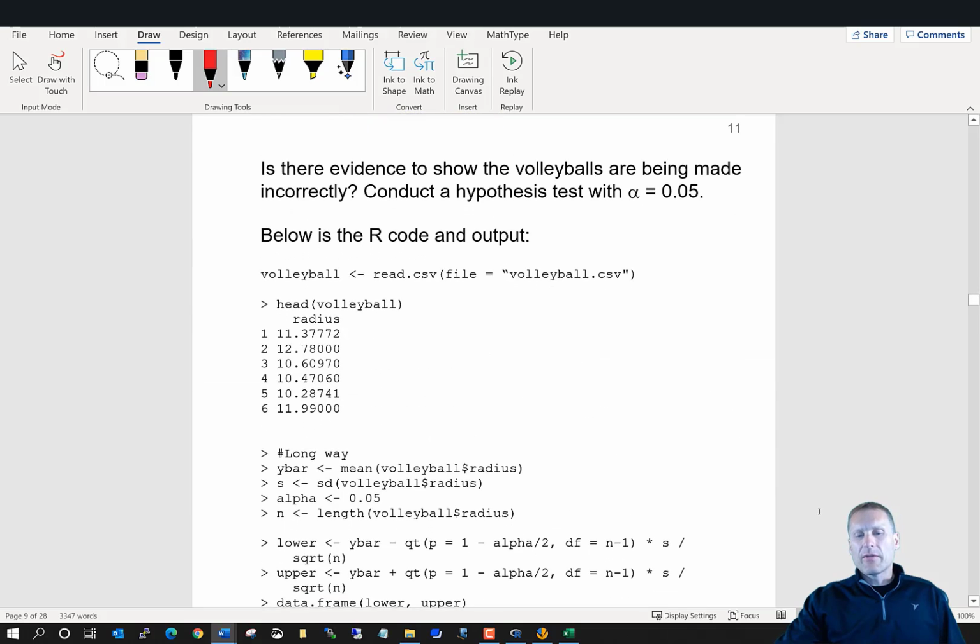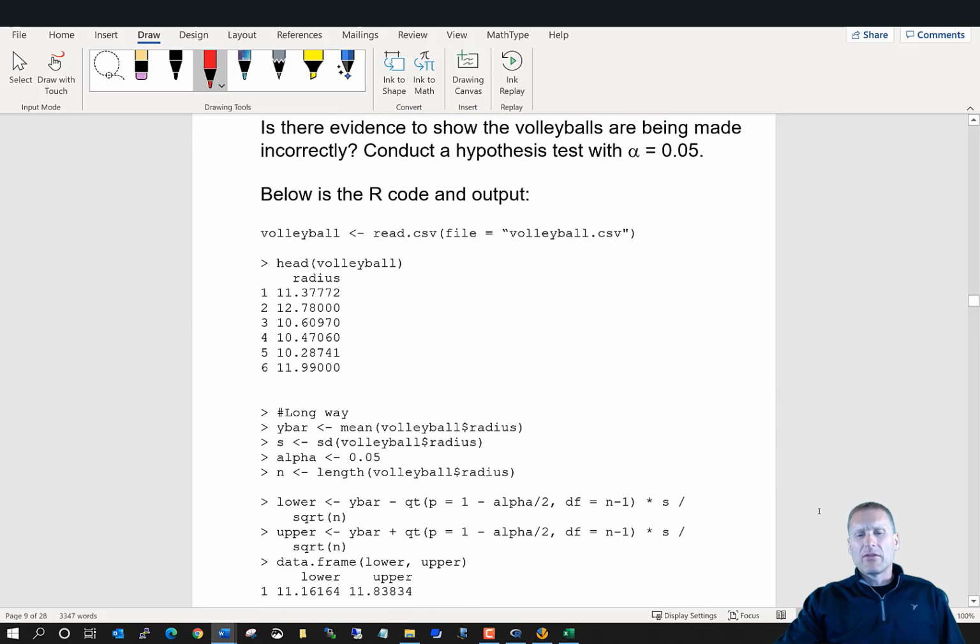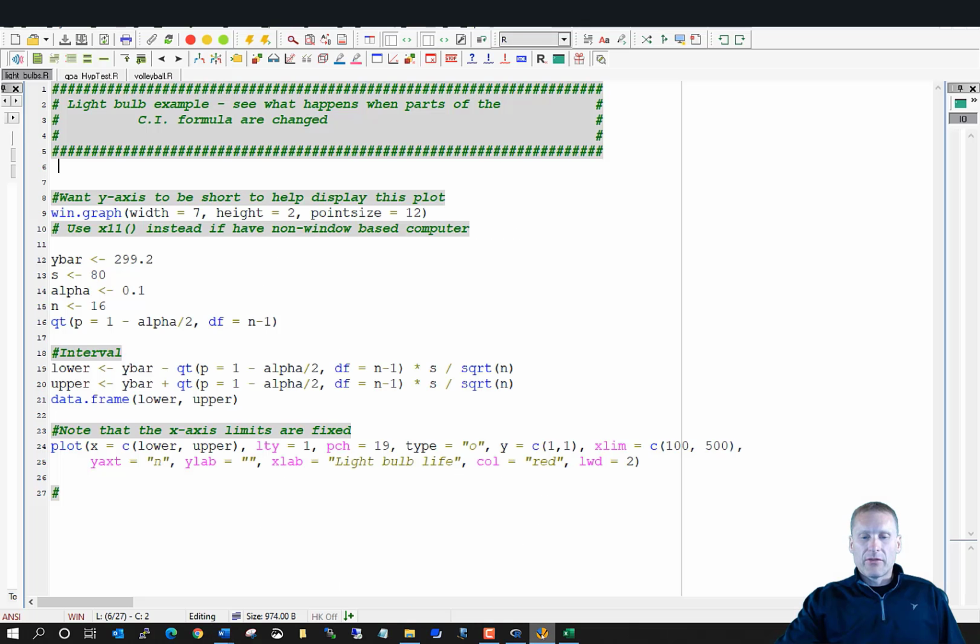So, given this information then, is there evidence to show that the volleyballs are being made incorrectly? Let's conduct a hypothesis test to check it out. We're going to use a probability of a type 1 error of 0.05. So, let me go over here to R.